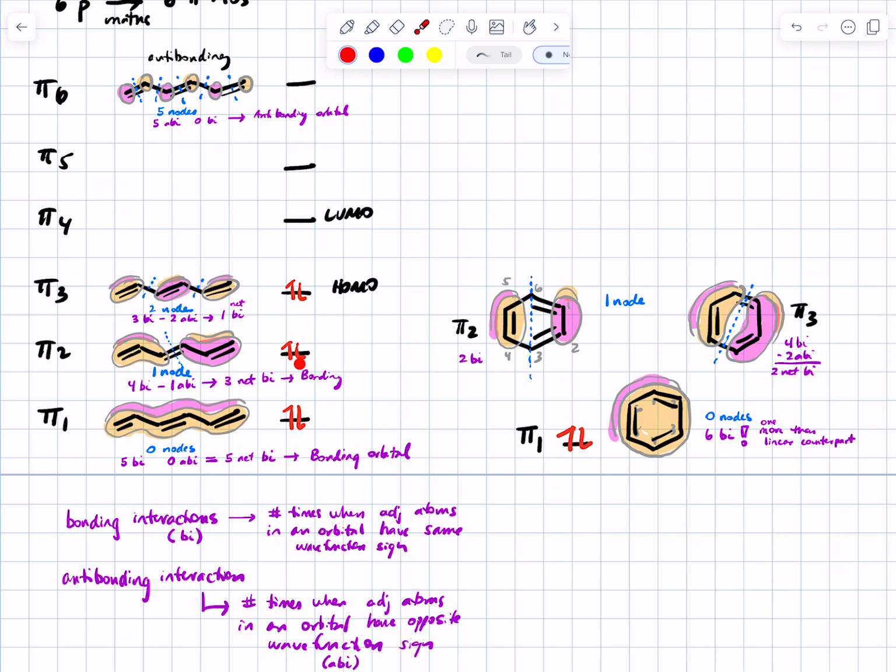Pi 2 for 1,3,5-hexatriene had 3 bonding interactions. Pi 3 for 1,3,5-hexatriene had just 1. So we're going to put the energy levels for pi 2 and pi 3 somewhere in the middle. Okay.